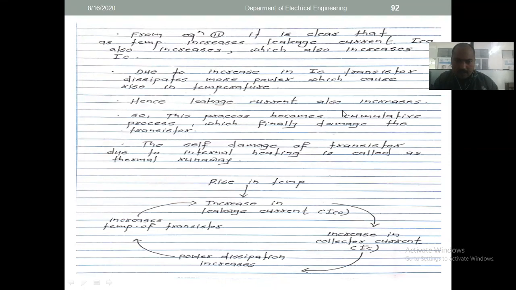Flow chart. Yes, sir. Okay. See, we have seen the flow chart of the thermal runaway process. It indicates how the thermal runaway process happens with respect to your transistor, whatever the reason behind it is.